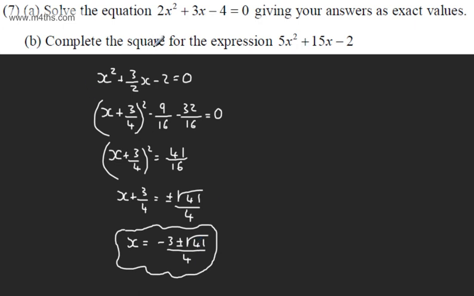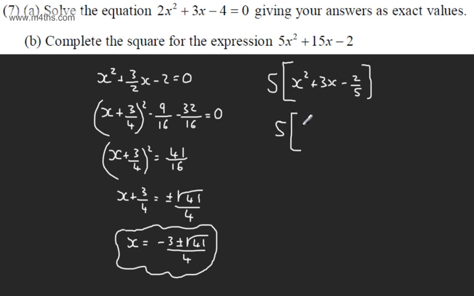Okay, in part B we need to complete the square for the expression 5x squared plus 15x minus 2. If we're completing the square, we need to ensure that the coefficient on the term in x squared is 1. So taking 5 out, we've got x squared plus 3x minus 2 over 5. I'm now going to complete the square within the bracket. So all I've done here is taken the 5 out, and we're going to complete the square.